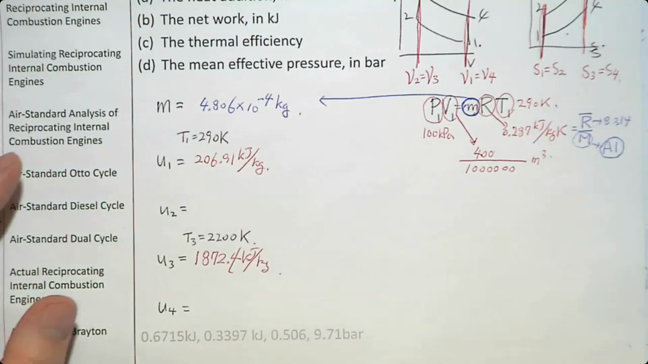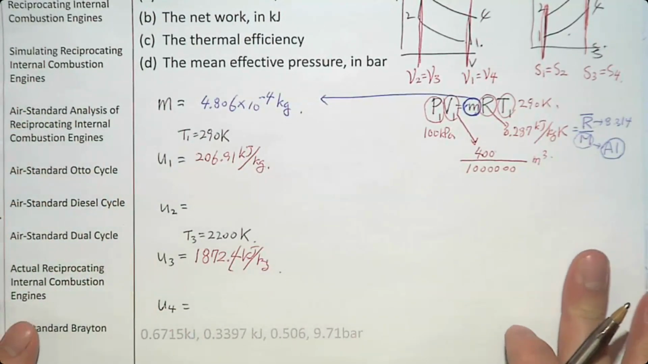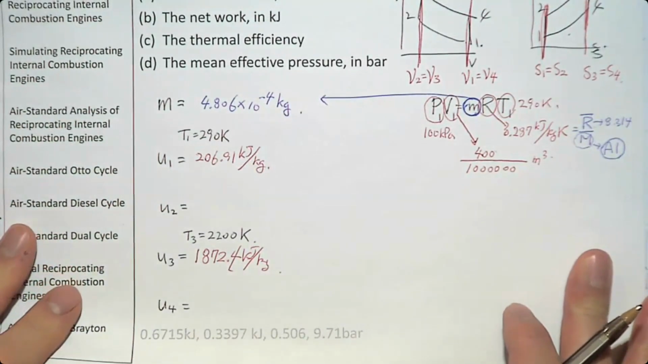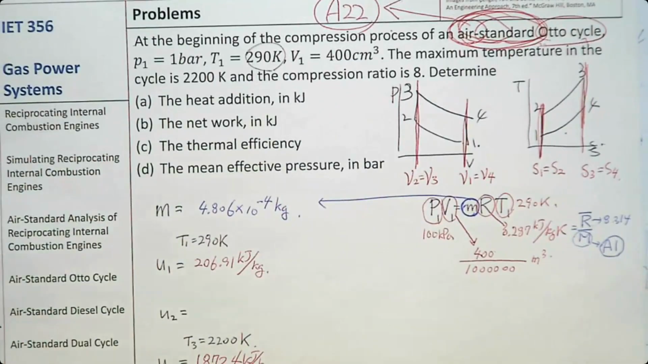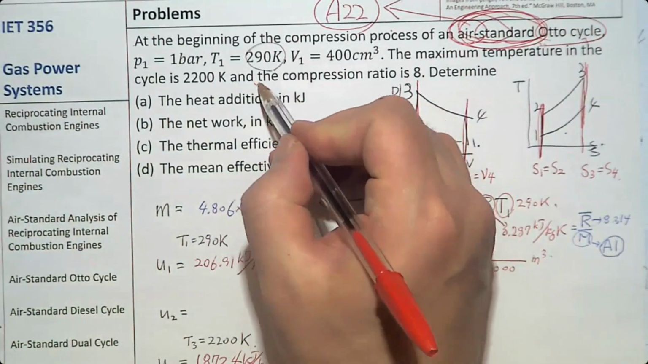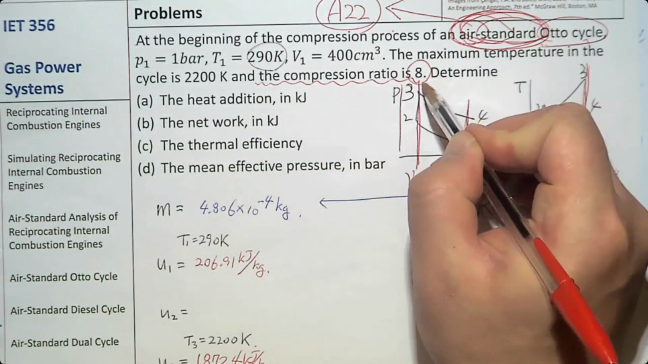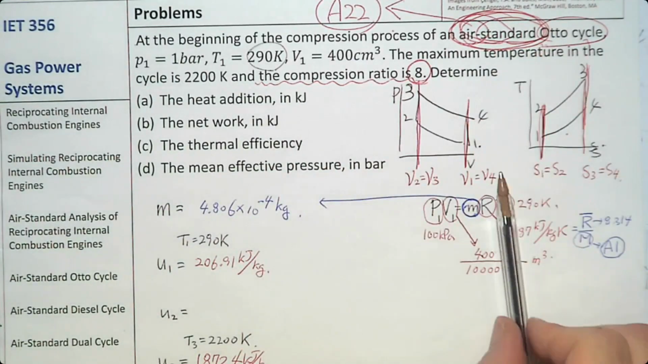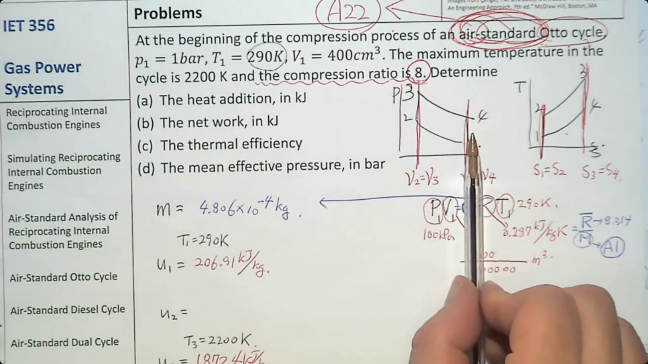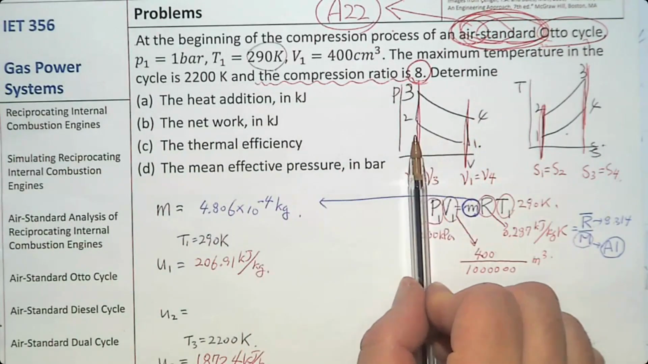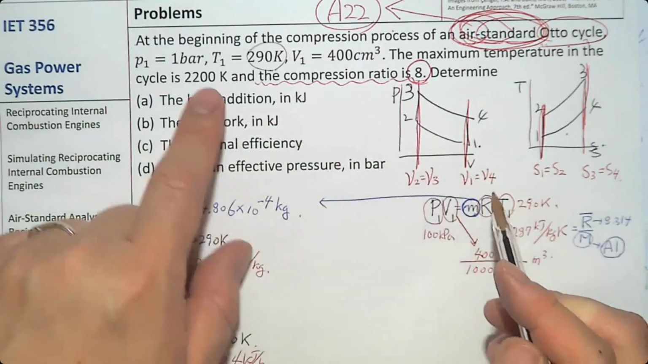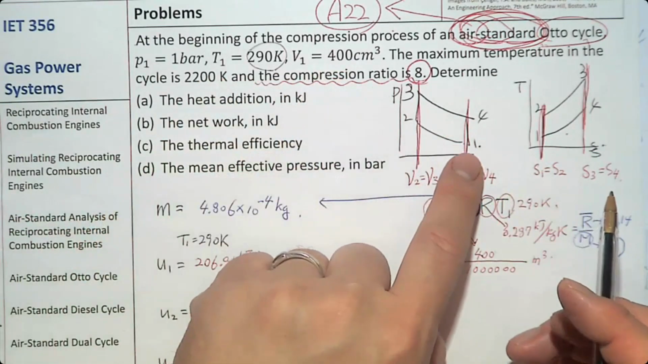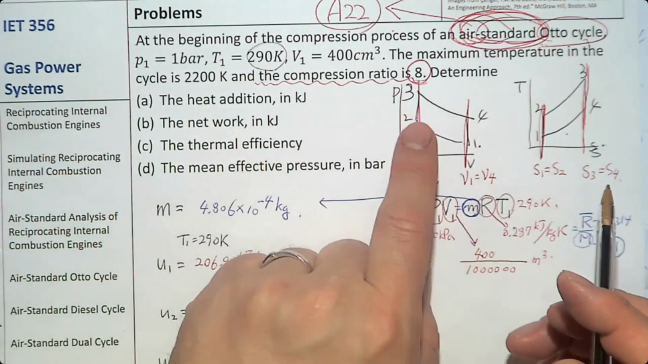And U2, do we know the temperature at number 2? Unfortunately, we do not have. Then, what do we know? We don't know anything. So that's a problem. Let's see. The compression ratio is 8. What is the compression ratio? The volume ratio between bottom dead center and top dead center. And we have some information and V1. So let's find the relation between V1 and V2.